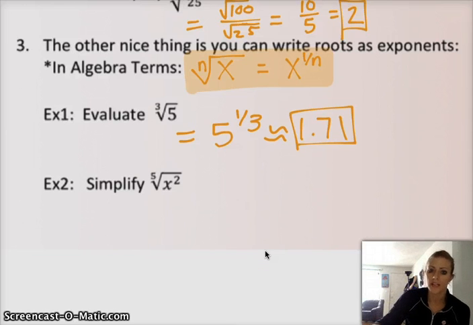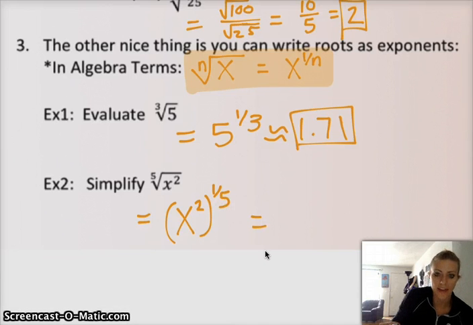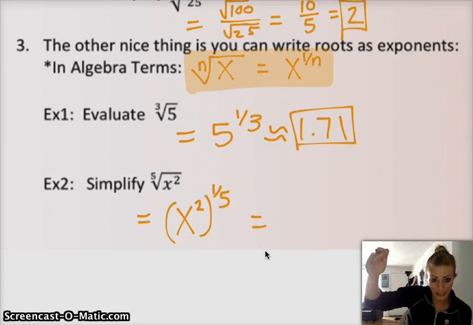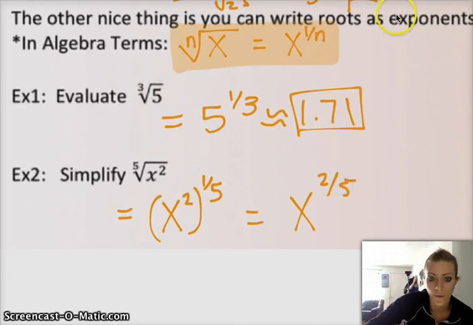And for number 2, simplify the fifth root of x squared. This isn't really much simpler, but really what you can do is take that x squared and raise it to the 1/5 power, and then raising an exponent to an exponent, right? You just multiply them together. So that becomes x to the 2 over 5 would be another way to write that.